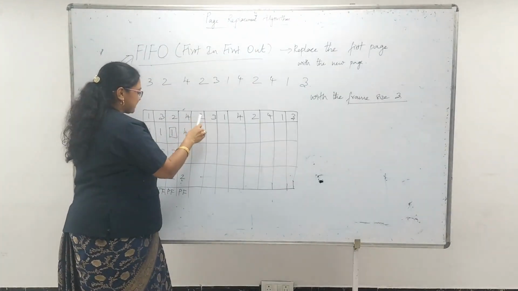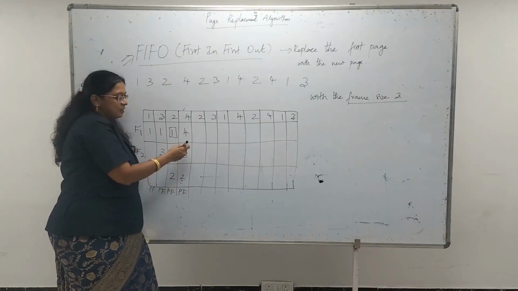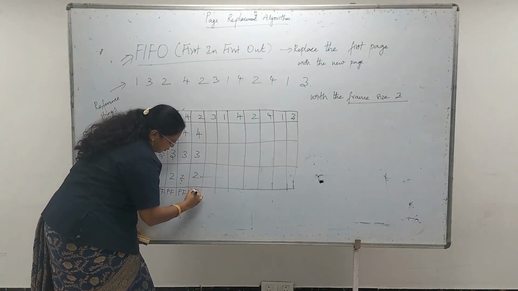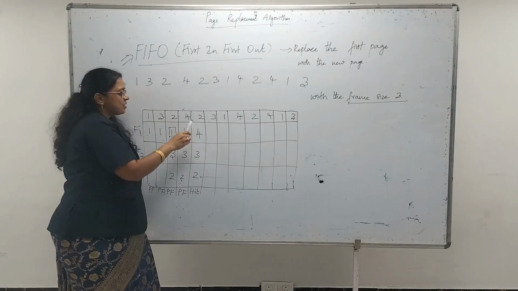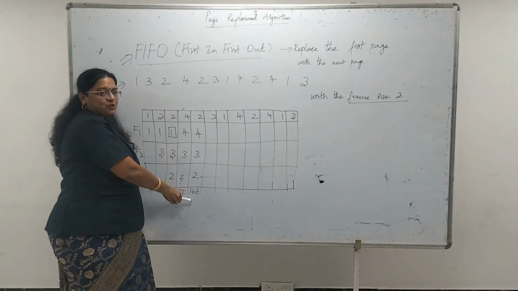Next you are going to insert 2. Search for 2, whether 2 is present already. So 4, 3 and then 2. That is going to be a page hit because 2 is already present in your main memory. So it is called a page hit.